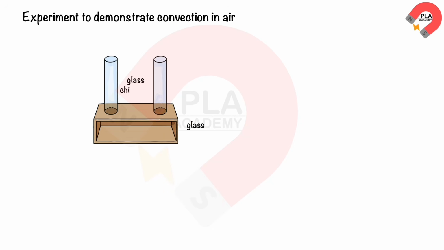An experiment to demonstrate convection in air. Set up the apparatus as shown in the diagram. Place a lighted candle below one of the glass tubes. Hold a smoking paper above the other glass tube.